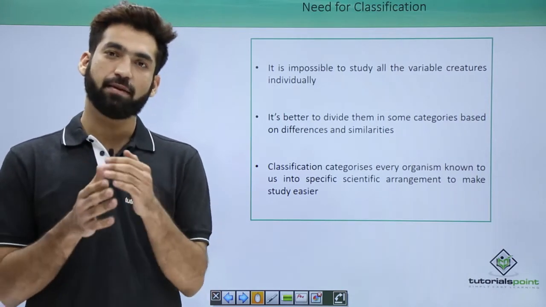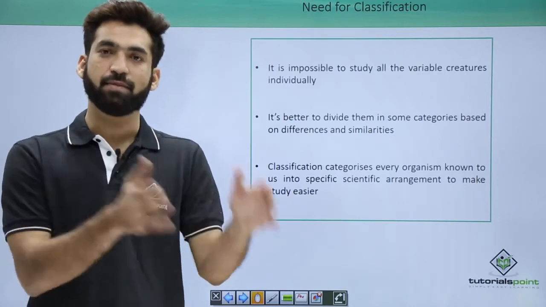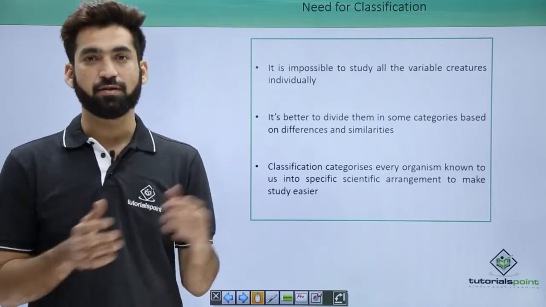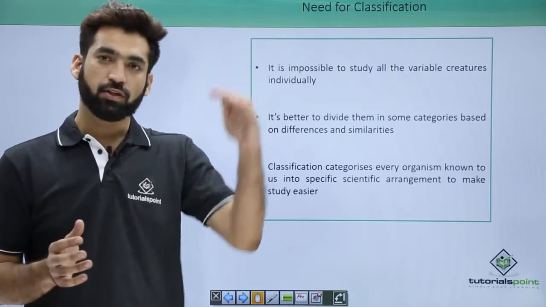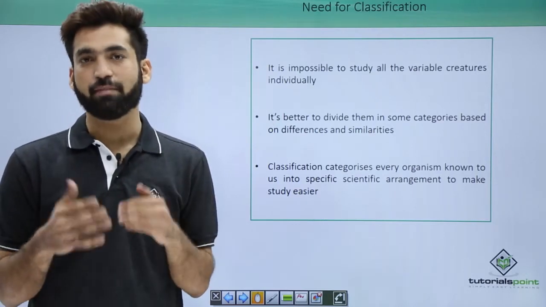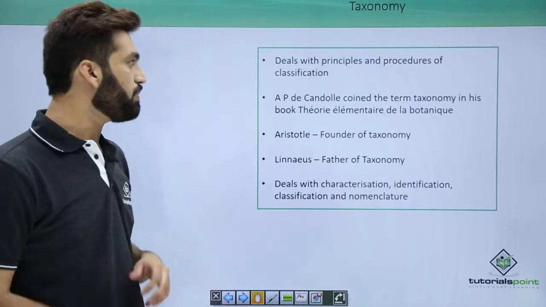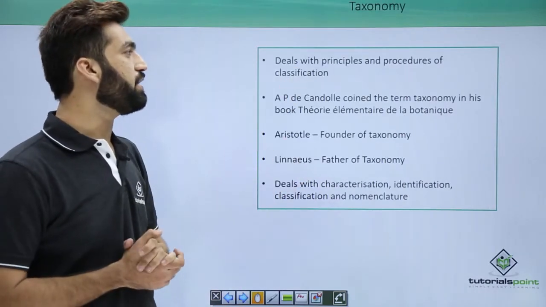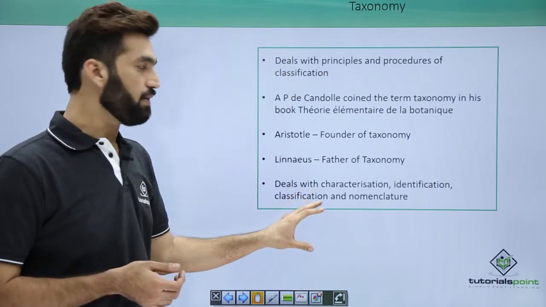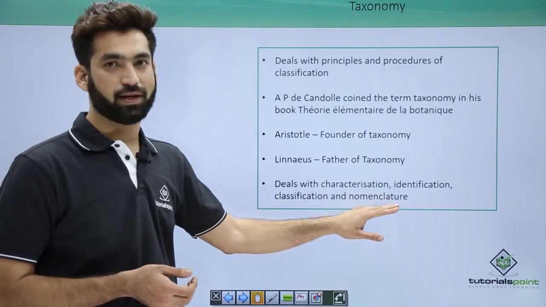So why not summarize the differences and similarities among the organisms and place them into groups? Then every time we talk about a new organism, we try to find out the similarities or dissimilarities with all the other known groups, and the study becomes easier. That is the main motive of taxonomy. Taxonomy deals with the principles and procedures of classification. There are 4 steps of taxonomy: characterization, identification, classification, and nomenclature.